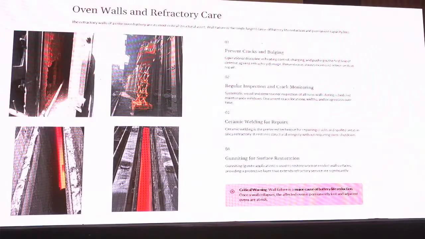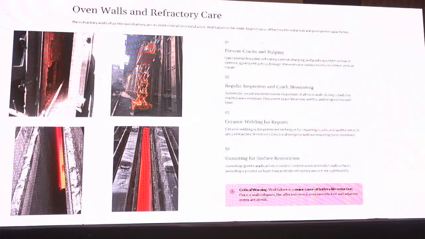Wall failure is a major cause of battery life reduction. Once a wall collapses, the affected oven is permanently lost and the adjacent ovens are at risk.